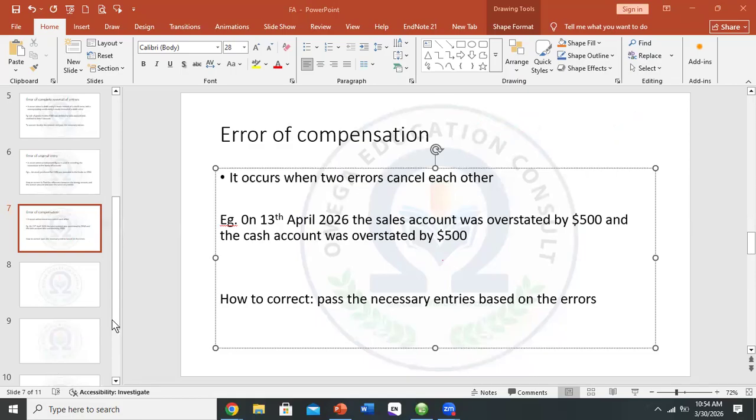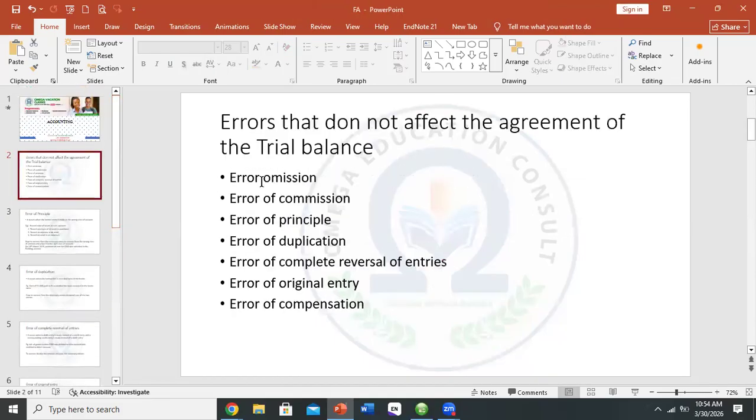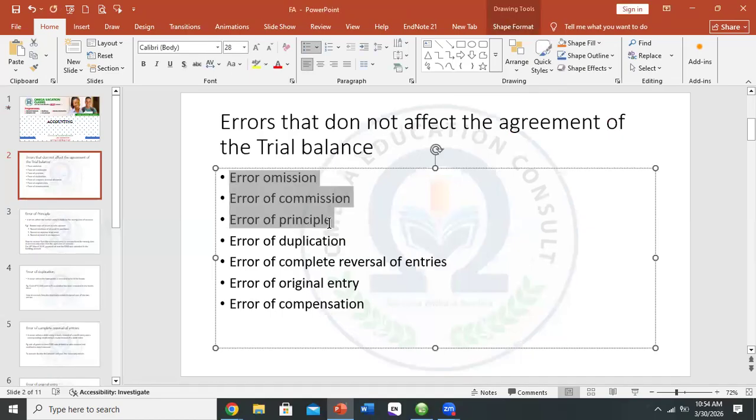Now, let me make my students appreciate that under exam conditions, the highly examinable errors most of the time are omission, commission, principle, and original entry and complete reversal. These are the ones that do appear. Compensating and duplication, the examiners feel that it's so cheap, so they don't really. So commission, principle, complete reversal, and original entry, these four are highly examinable. But that does not mean that when you see duplication, you say you didn't see duplication.